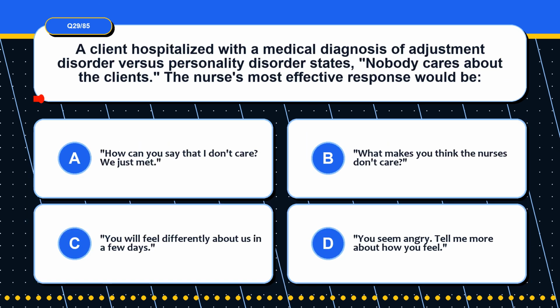Question 29. A client hospitalized with a medical diagnosis of adjustment disorder versus personality disorder states, "Nobody cares about the clients." The nurse's most effective response would be, here are the options. Option A. How can you say that I don't care? We just met. Option B. What makes you think the nurses don't care? Option C. You will feel differently about us in a few days. Option D. You seem angry. Tell me more about how you feel.